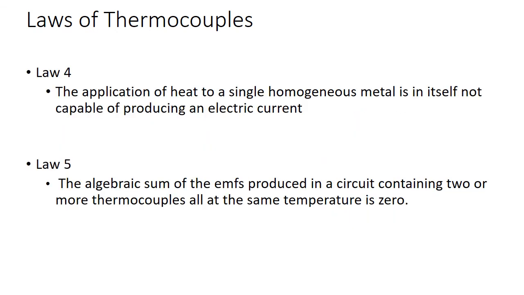The next law, law 4, states that if a thermocouple is made of a single homogeneous metal, then it is not able to produce any electric current or EMF. And the last law, law 5, states that the algebraic sum of the EMFs produced in a circuit containing two or more thermocouples, all at the same temperature, is 0. So that's all about the laws of thermocouples.